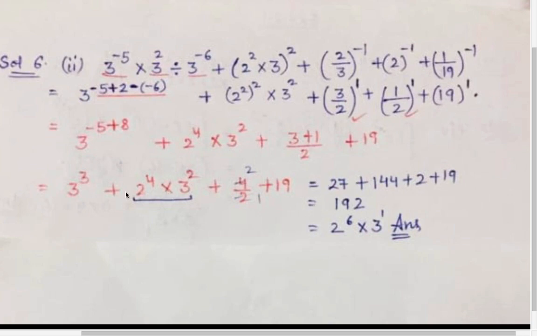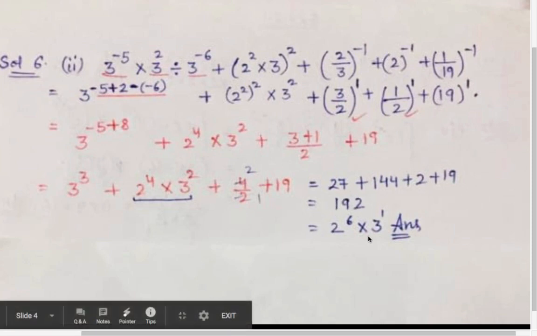Clear? Then what is 2 raised to power 4? 2 into 2 into 2 into 2. 2 will be multiplied with itself 4 times. So 2 2s are 4, 2 4s are 8, 2 8s are 16. And 3 3s are 9, 9 16s are 144. Sorted. 2 as it is, plus 19. Add up all the values, we will get 192.